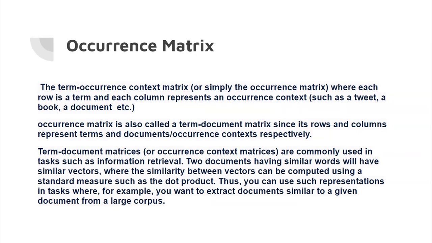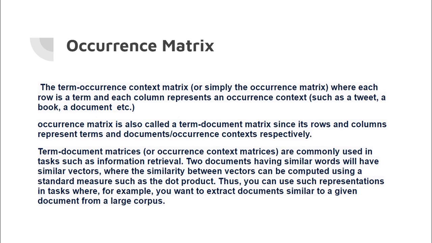So let's take an example of a matrix. Generally a matrix will consist of rows and columns, right? The occurrence matrix will consist of rows where each row represents a single term. A term refers to a word within a sentence, and the context refers to the sentence or a book or an entire document. It is completely dependent on the requirement. So the occurrence matrix is also called a term document matrix, since its rows and columns represent the terms and the documents, or the occurrence contexts, respectively.